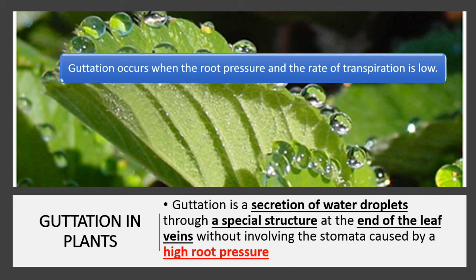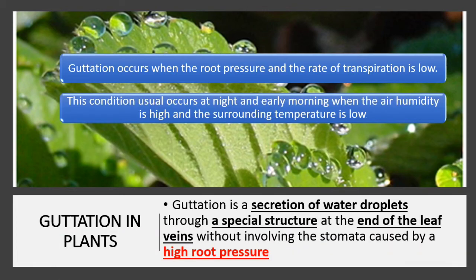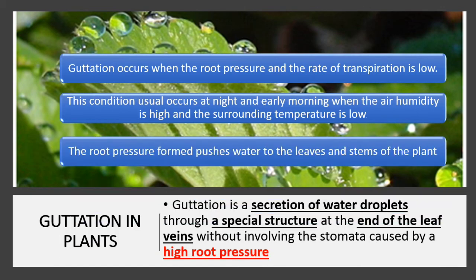Guttation occurs when the root pressure is high and the rate of transpiration is low. This condition usually occurs at night and early morning when the air humidity is high and the surrounding temperature is low. The root pressure pushes water through the leaf and stem of the plant. So, the guttation will form droplets of dew.